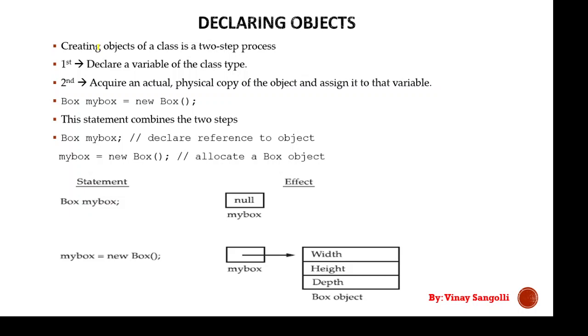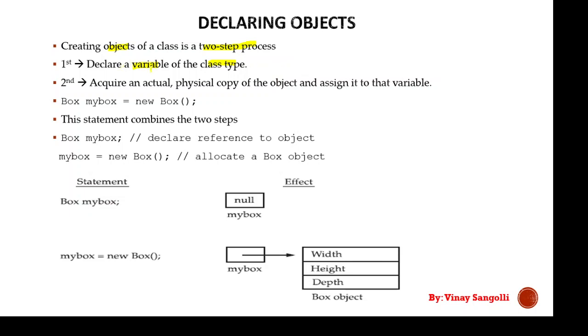Always remember, creating objects of a class is a two-step process. One is we need to declare variables of the class type, which we call instance variables. Once we declare the variables, only then can we access the class. This variable itself will not define any object. It is simply a variable that we will use to refer to the object.